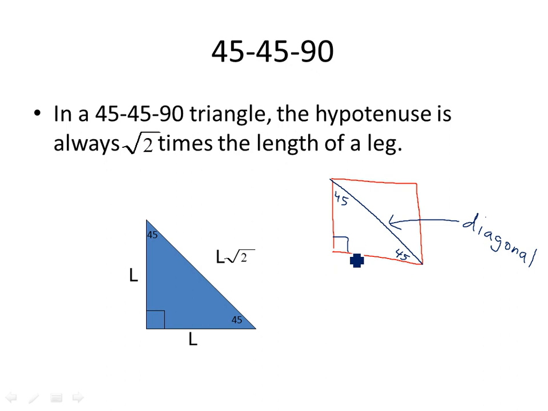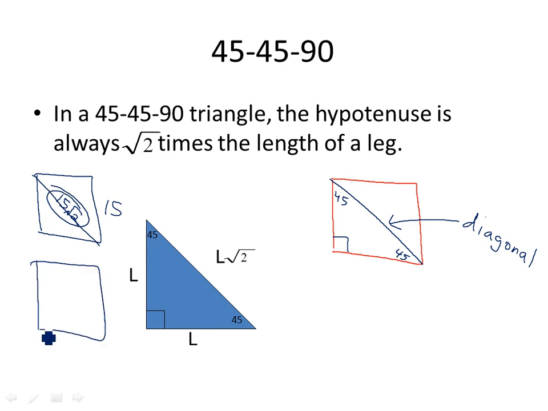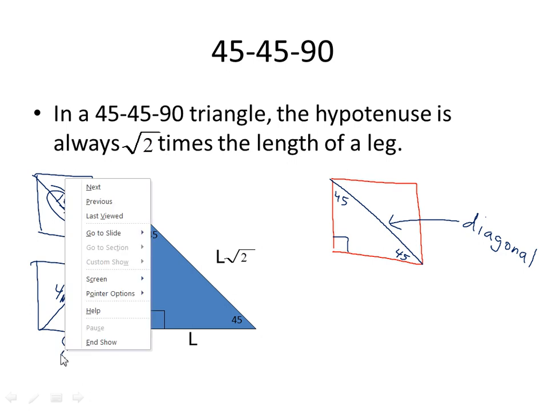So if I told you you had a square and each side was 15, could you tell me how long the diagonal is? 15 times the square root of 2. If I gave you another square and told you that a side was 4, how long was that diagonal? 4 times the square root of 2. Alright, so you can make things easier. That's what a lot of this stuff that we're covering today is supposed to do, make some of the things a little easier.